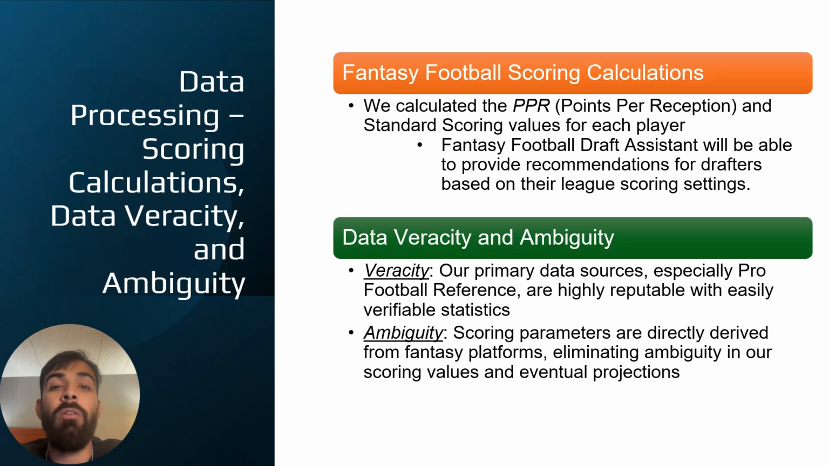And then finally, we have a derived column in which we calculate the score of each player, by applying a formula to their individual stats from that season. So we calculated PPR, or points per reception, and standard scoring values for each player per season based on widely accepted scoring rules. This ensures that the fantasy football draft assistant will be able to provide recommendations for drafters based on their individual league scoring settings.